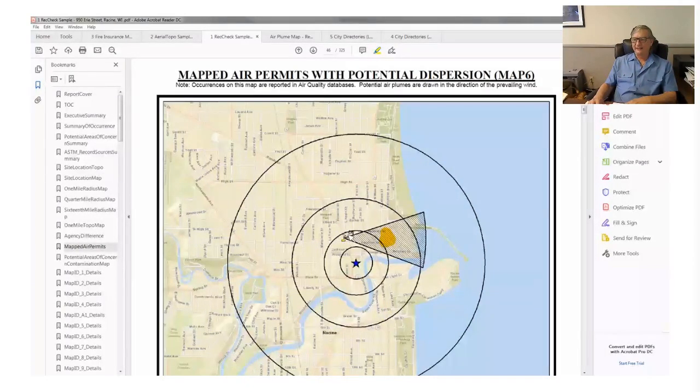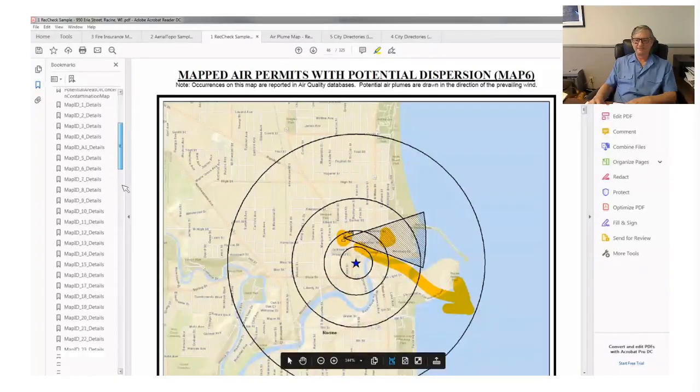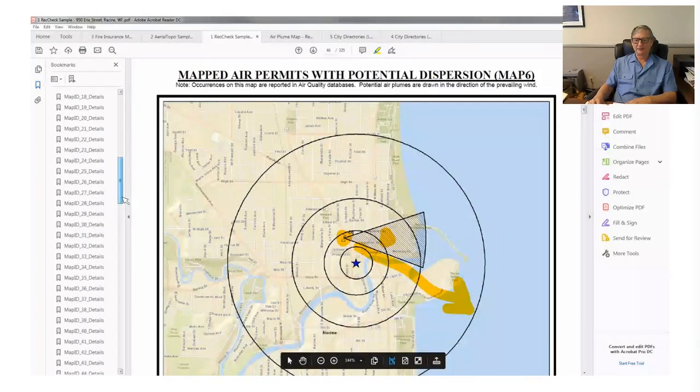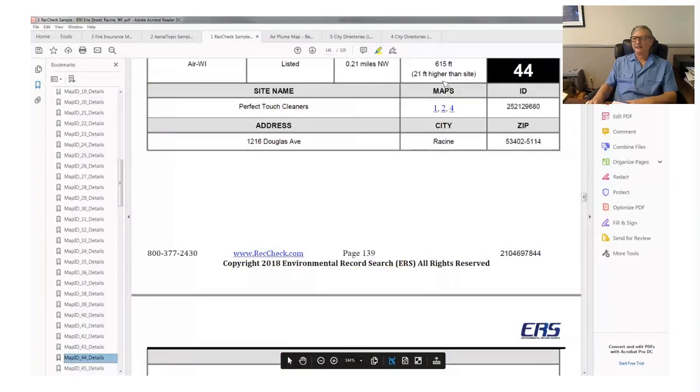So if this site leaked and we already know everything slopes this way, we're going to want to know about it, right? So it's item number 4. It's a couple blocks away. It's a long ways away, but let's see how much it slopes towards us. So how do we figure that out? Well, they're 21 feet higher. Perfect Touch cleaners.